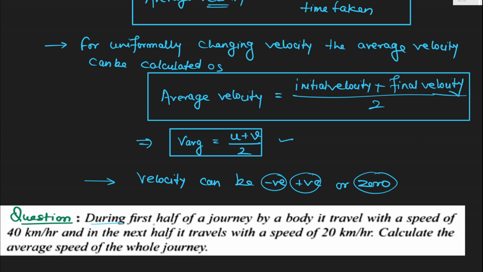Then we have a question here. During the first half of a journey, a body travels with a speed of 40 kilometer per hour, and in the next half it travels with a speed of 20 kilometer per hour. Calculate the average speed of the whole journey. How can we calculate it? Which formula can we use here?